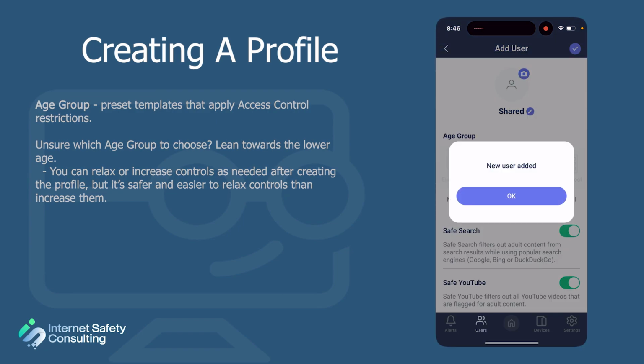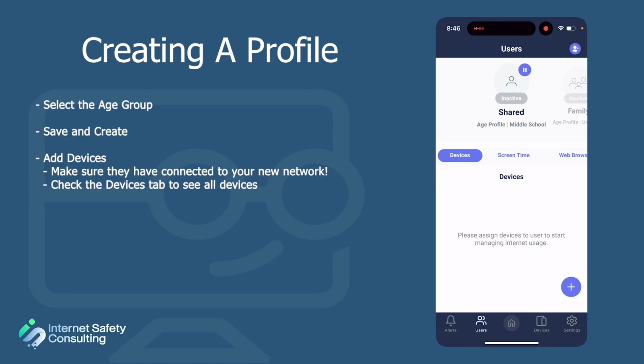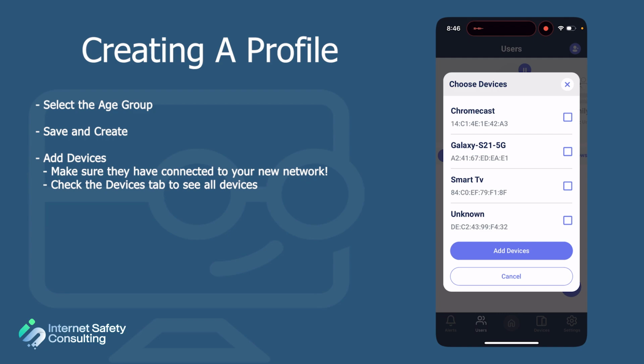So now we've created our first profile, but there are no devices assigned to this profile yet. Every time you create a profile, you'll need to manually assign devices to the profile. So with this shared profile selected, I'm going to click the plus button in the bottom right and see all of my devices that are not yet assigned to any user.